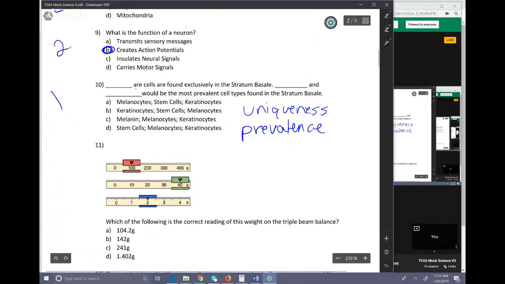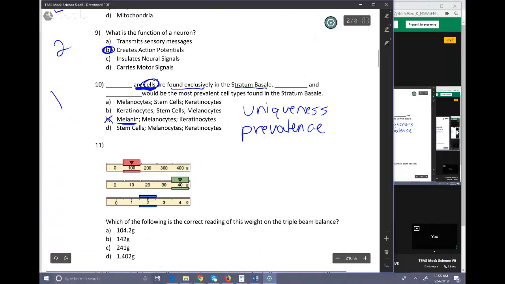This first part, be very careful because it says the first blank are cells that are found exclusively in the stratum basal. So, for example, C, melanin is found exclusively in that layer, but melanin is not a cell, so that is a trick question.